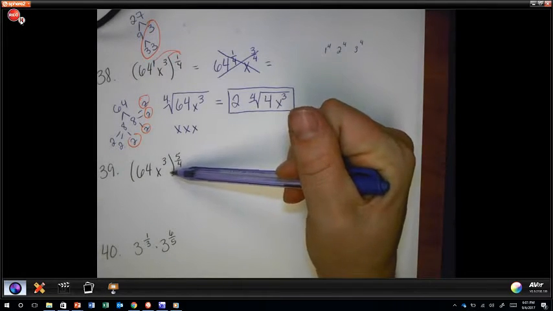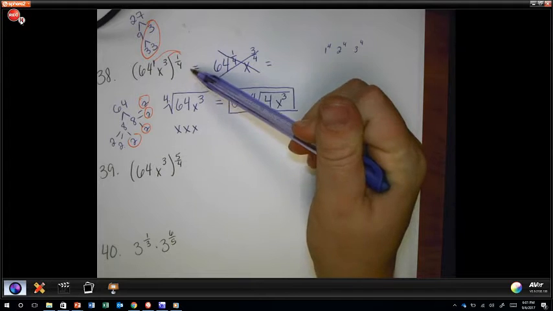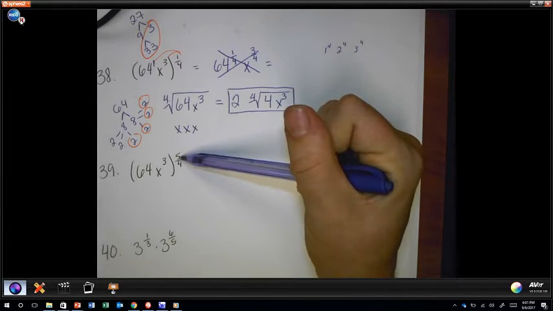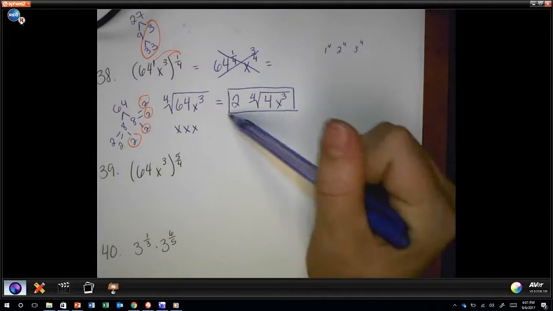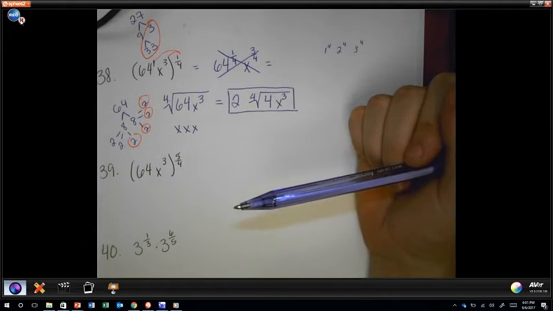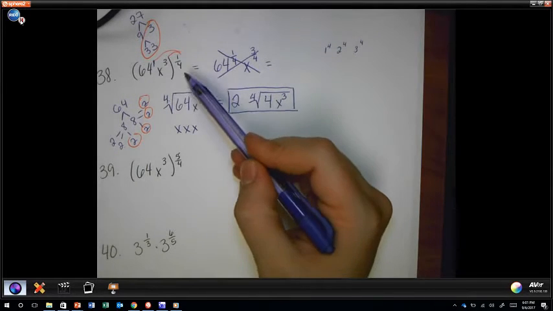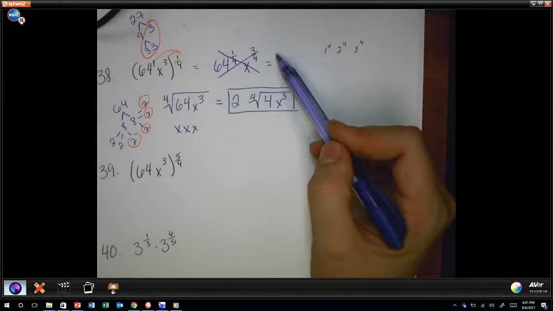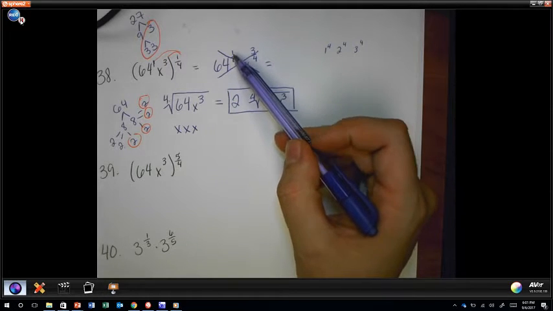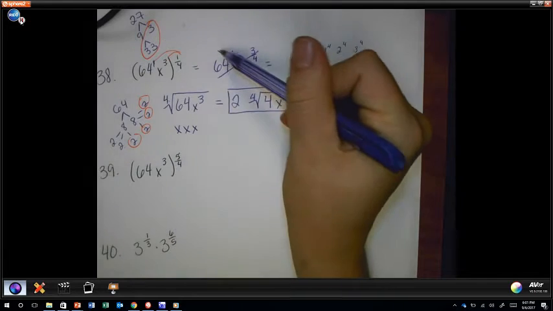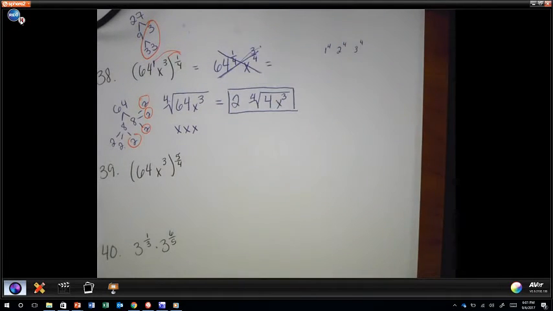Looking at 39, the only difference is the numerator of my exponent. That means all of this could be raised to the power of 5 to get me my new answer. That also means I could have multiplied by 5/5 to each exponent before, but again, that's exponential form.